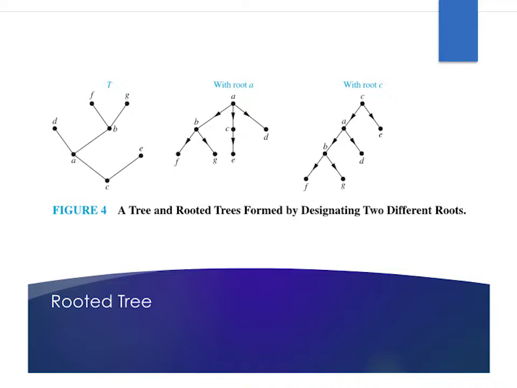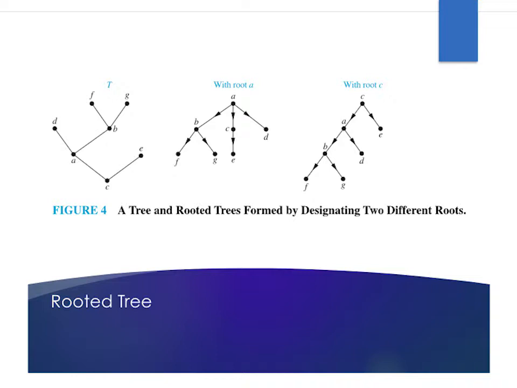The ancestors of a vertex other than the root are the vertices in the path from the root to this vertex, excluding the vertex itself and including the root. That is, its parent, its parent's parent, and so on, until the root is reached. The descendants of a vertex V are those vertices that have V as an ancestor.